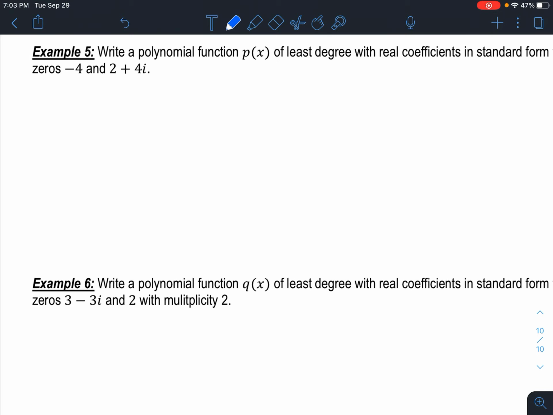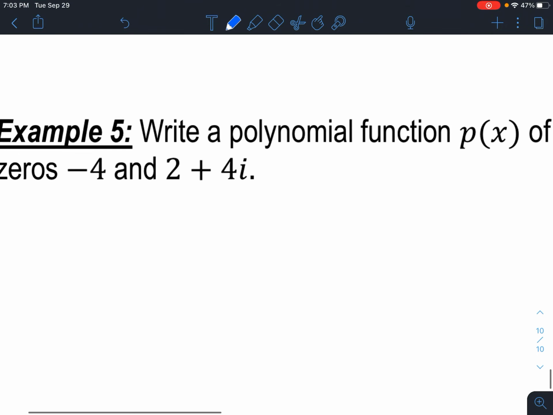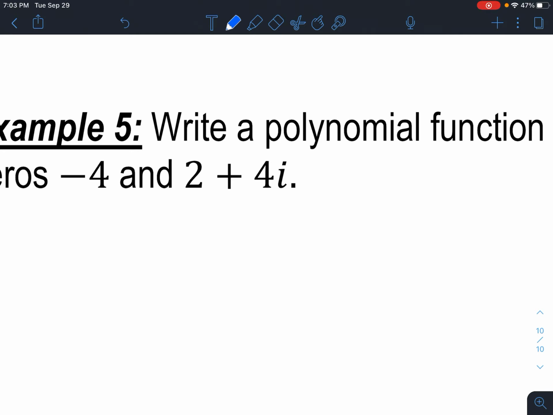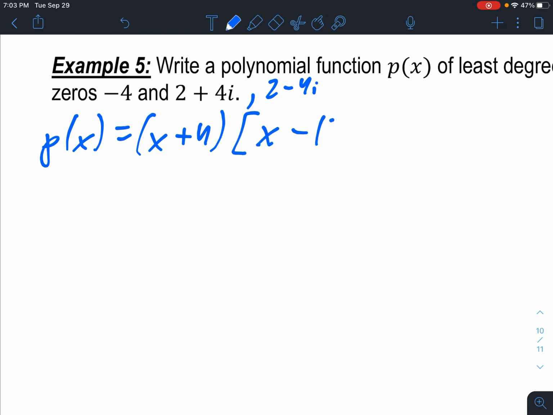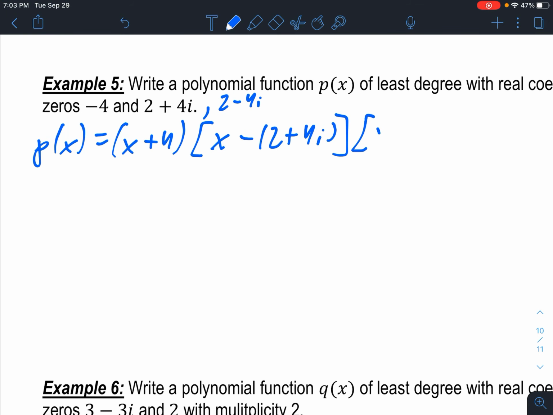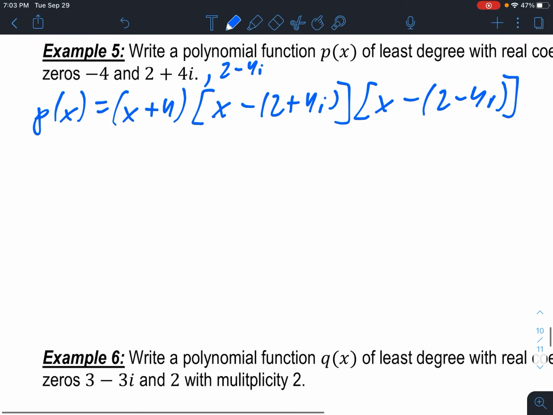Okay, example 5, write a polynomial function p of x with these zeros. So again, they're technically giving us 3 of them here. Negative 4, 2 plus 4i, but also 2 minus 4i. So write your function out. x plus 4, x minus 2 plus 4i, x minus 2 minus 4i. Take your time with this one. Lots of work to do. Just do one step at a time.